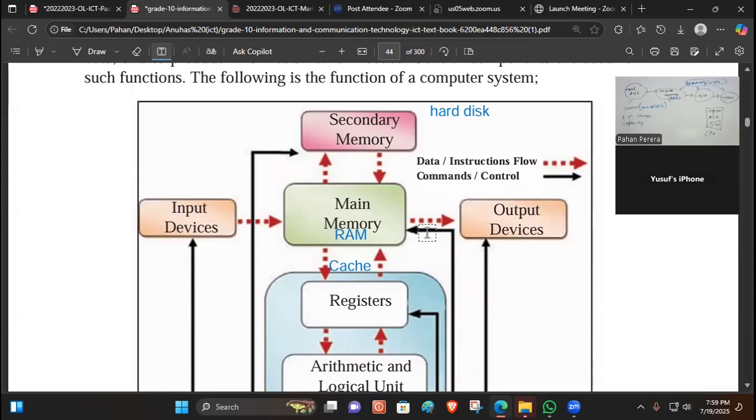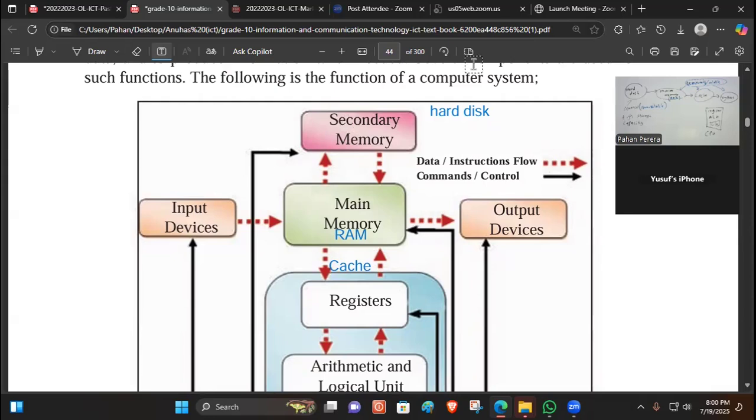Then if you need to store the data, you can store it in the secondary storage, the hard disk. Or if you need to take the data as output, you can output data from main memory. If you need data which you have already saved in your computer, and you don't need to process it, then you can access it directly from secondary storage, take the data to main memory, and take the output like that.